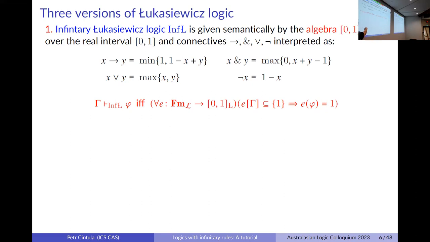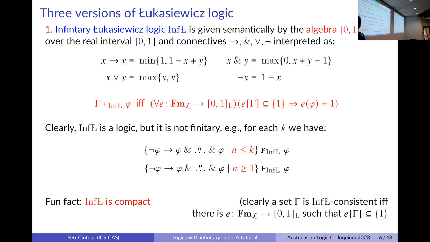So something which preserves the truth. So phi is a consequence of gamma in this infinitary logic whenever for each evaluation, where evaluations are the homomorphisms from the free algebra into this algebra, whenever all the premises are true, so is the conclusion. Okay, that's something obvious. And we have this logic. And this logic is not finitary.